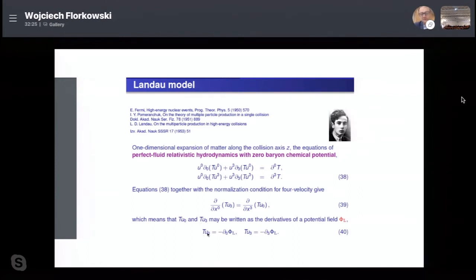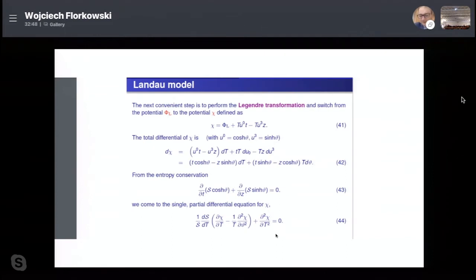T times U0 should be the derivative of some potential phi, the derivative with respect to time, and T U3 should be the space derivative of the same potential. I call it phi L, where L stands for Lambda here. But then what turns out, and this was explained in the paper by Landau and Khalatnikov, and I think Khalatnikov probably did the math, is that you can go from phi to a new potential, which is called chi by Landau and collaborators, and you do the Legendre transformation.